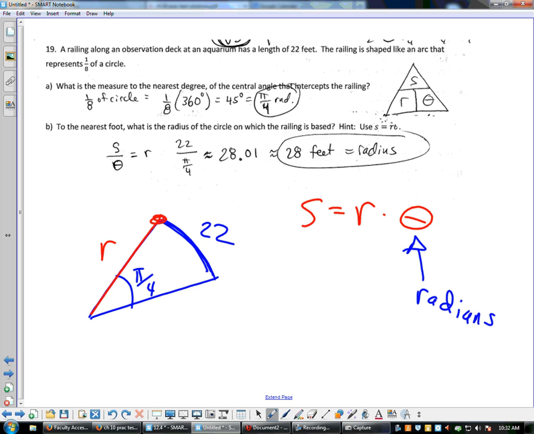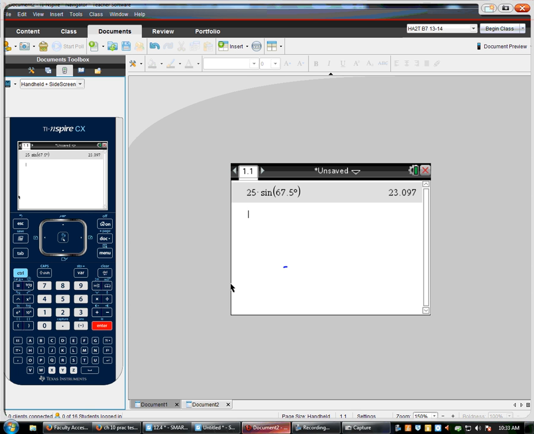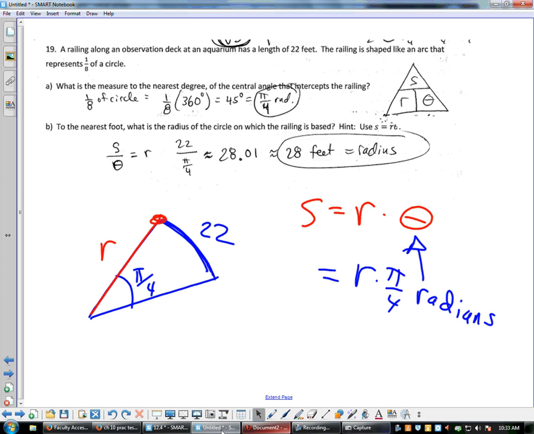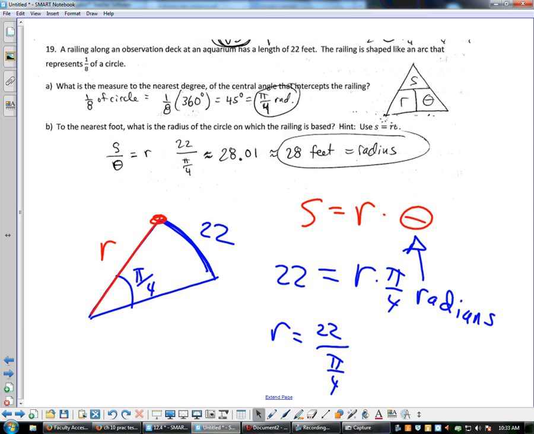So you're going to get s equals r times pi over 4, and we know that the s is actually 22. S stands for arc length. So then we have 22 equals r times pi over 4. So to solve for r, we get 22 divided by pi over 4. And this is a real world problem, so it's okay to give a decimal answer. It turns out to be about 28 feet. So the radius is about 28 feet.